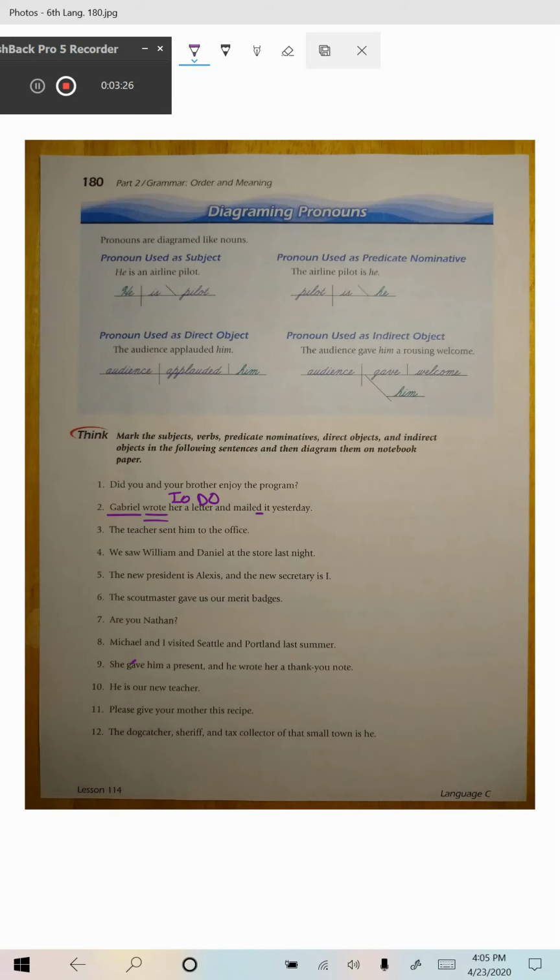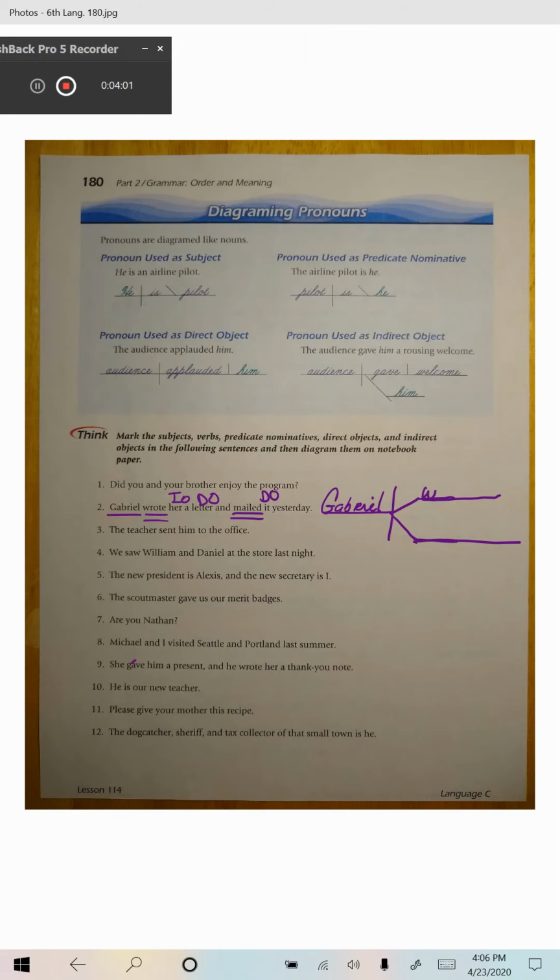She also mailed. And she mailed it, which is another direct object. It's a direct object for mail. All right, so this is a little tricky. We have Gabrielle, right? And she's going to do 2 different things. And there's going to be direct objects for both of them.